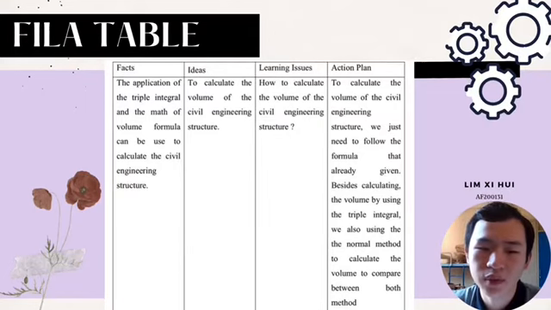So the application of the triple integral and the general volume formula can be used to calculate the volume of civil engineering structures. We use two methods, the triple integral and the normal method, to calculate the volume of the civil engineering structure. This is because we want to know if we use different methods, whether we can get the same volume of the civil engineering structure or not.